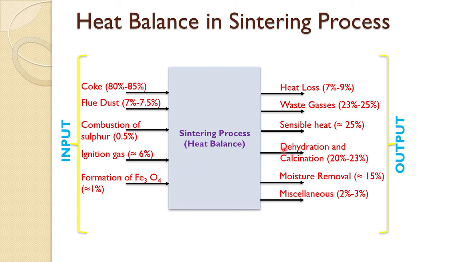So, you can imagine how much heat is going into this one, and you are saving that much coke in the blast furnace to get rid of this reaction. So, it is always good to put flux with the sinter. Moisture removal is around 15%, and other miscellaneous items go as heat loss. So, this shows the overall heat balance of the sintering process.